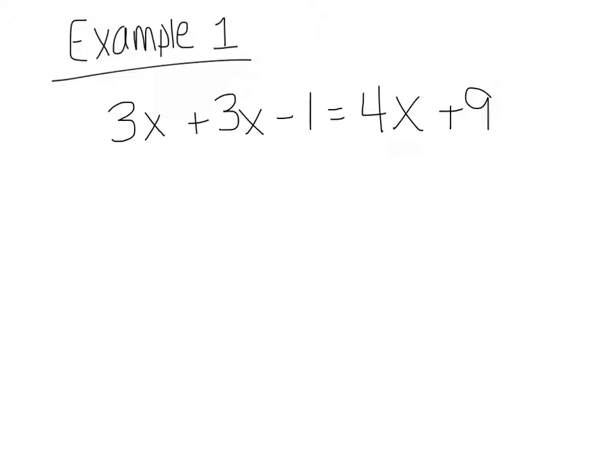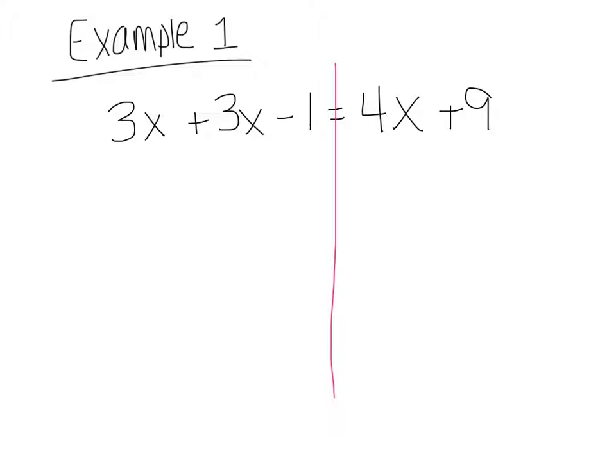Alright, example number 1. We have 3x plus 3x minus 1 is equal to 4x plus 9. What I'm going to be doing from this point on is drawing a line through our equal sign to remind myself that I've got a left side of the equation and a right side of the equation, and I need to keep those two separate. It kind of is a visual, just like on your mat.